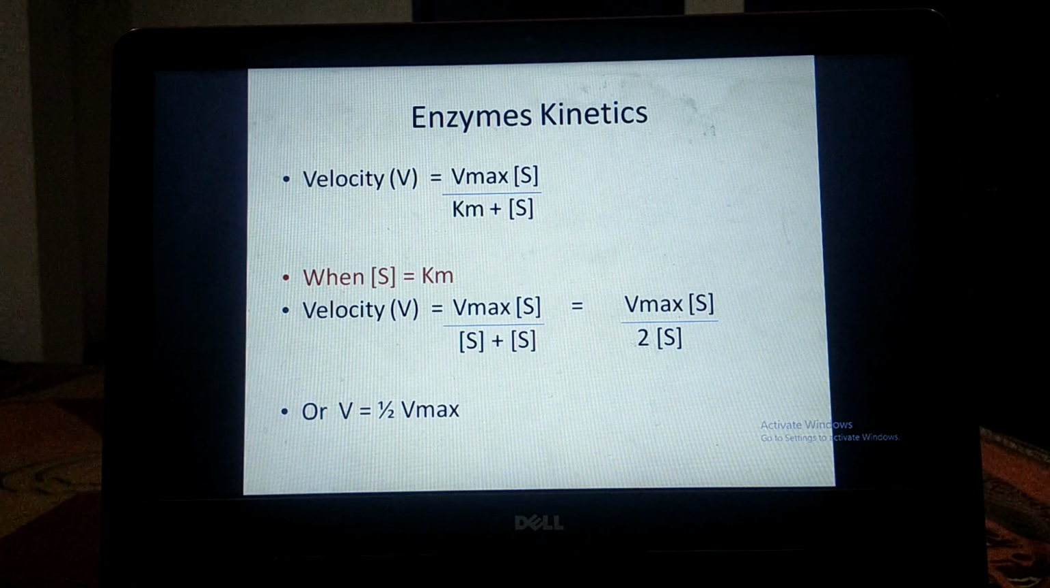And when is it possible? When we have applied the condition that substrate concentration is equal to Km. That means when the substrate concentration is equal to Km, then at that point the velocity of the reaction is half of the maximum velocity achieved by that reaction.